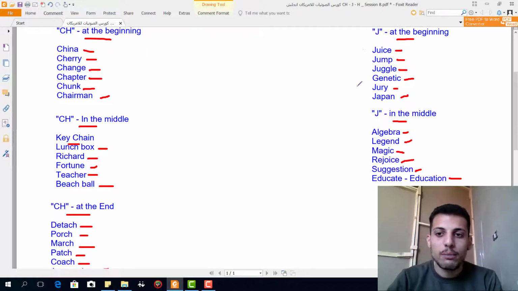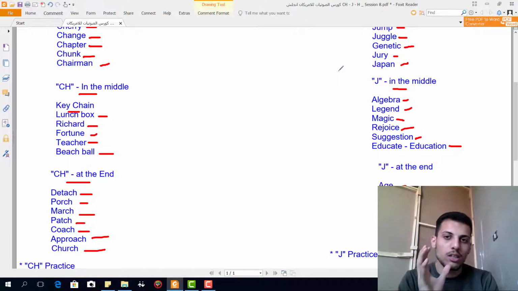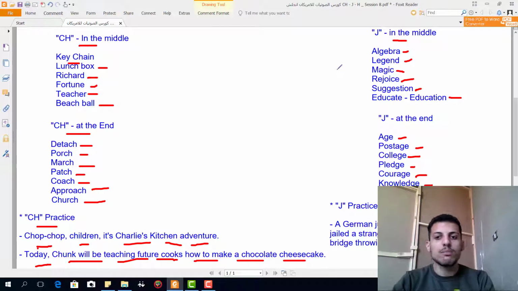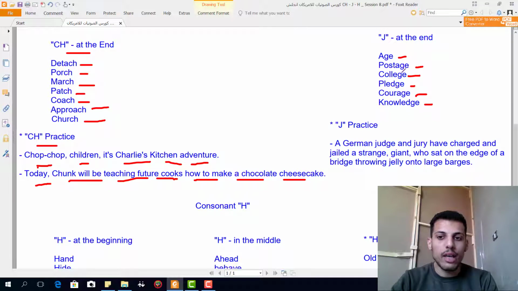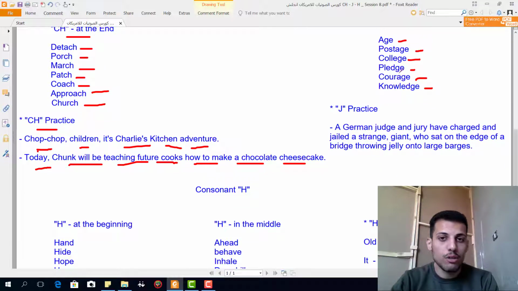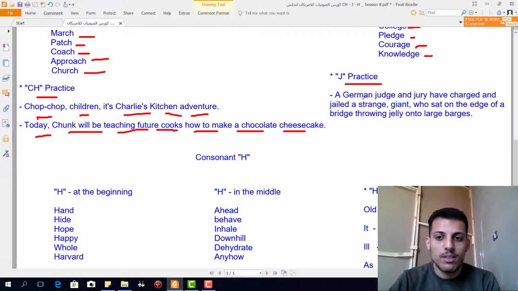Voiced J at the beginning: juice, jump, juggle, genetic, Jerry, Japan. The G is pronounced J when it comes before I, E, and Y. Okay. Algebra, legend, magic, rejoice, suggestion, educate, education. J at the end is like age, postage, college, pledge, courage, and knowledge. Type J practice: A German judge and jury have charged and jailed a strange giant who sat on the edge of a bridge, throwing jelly onto large barges.